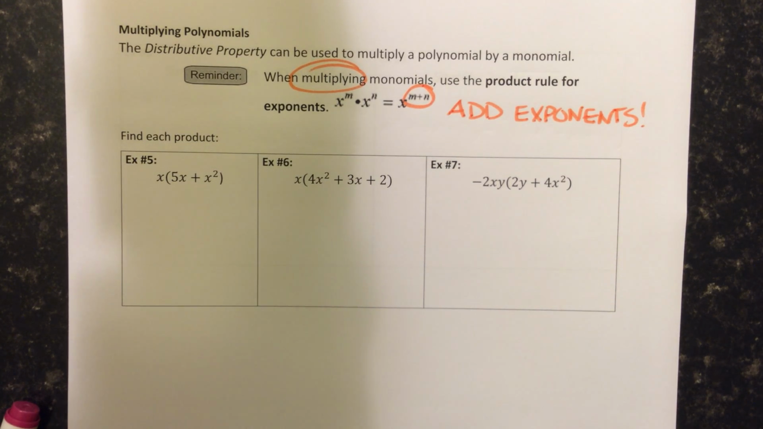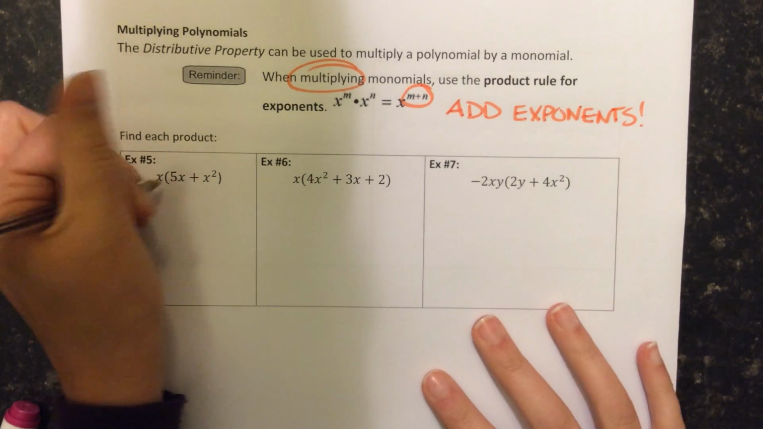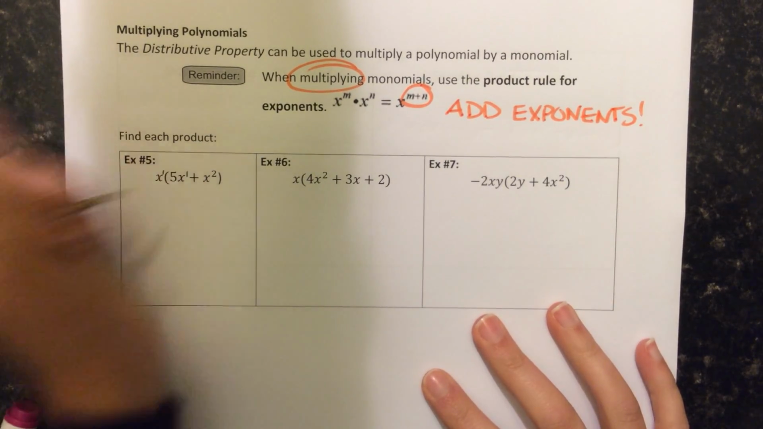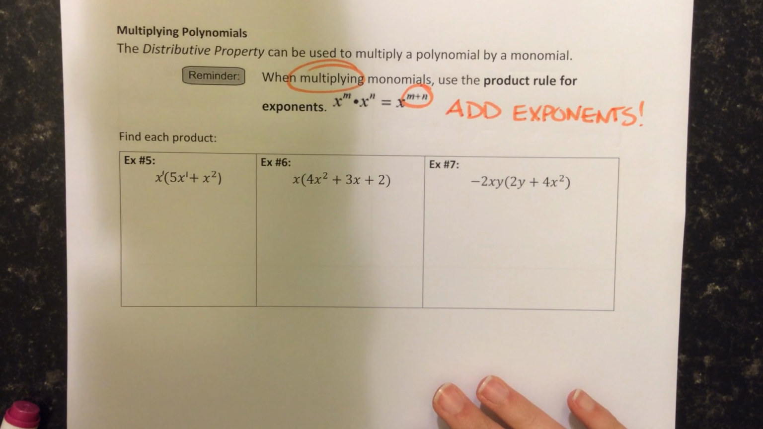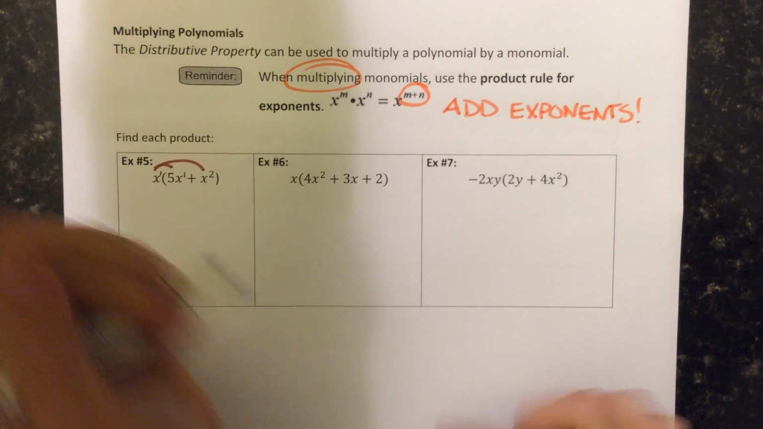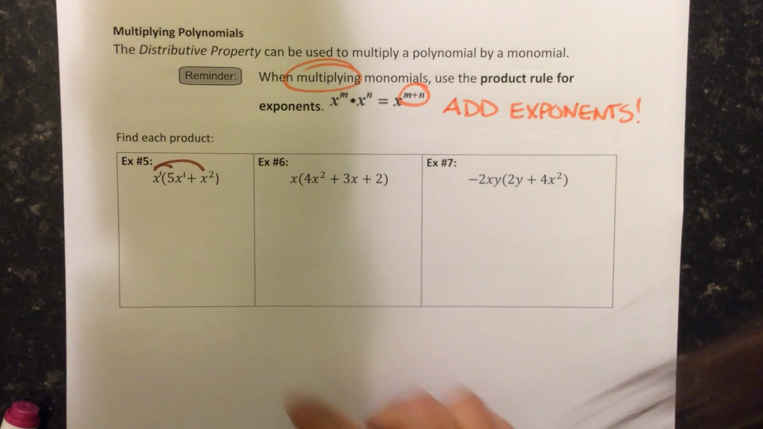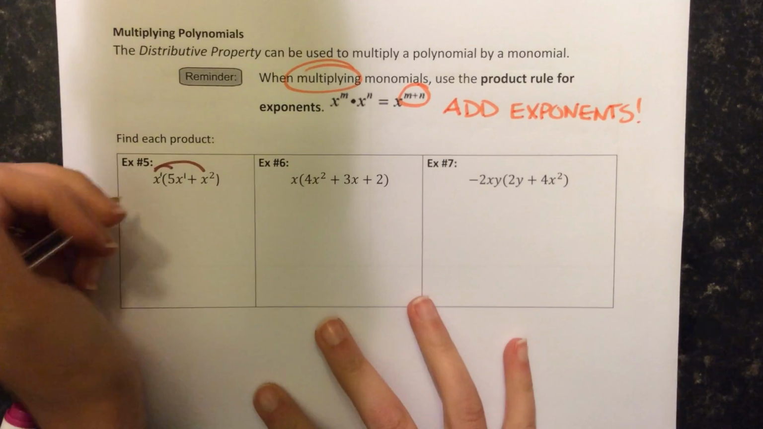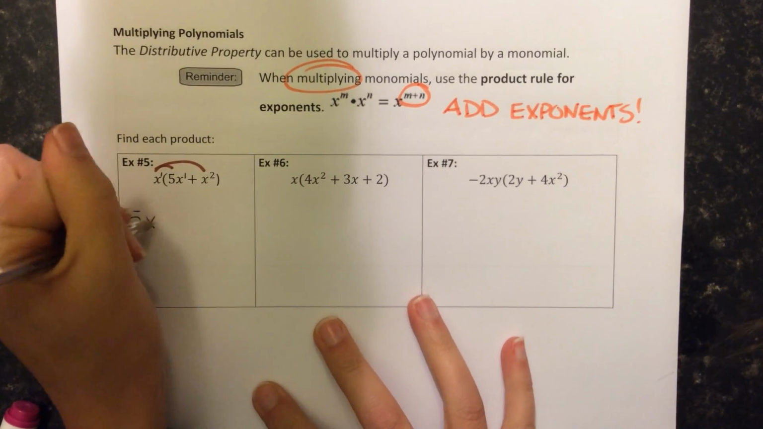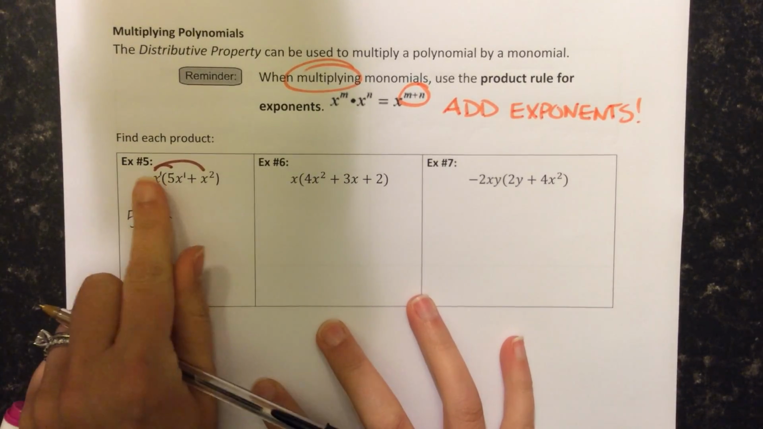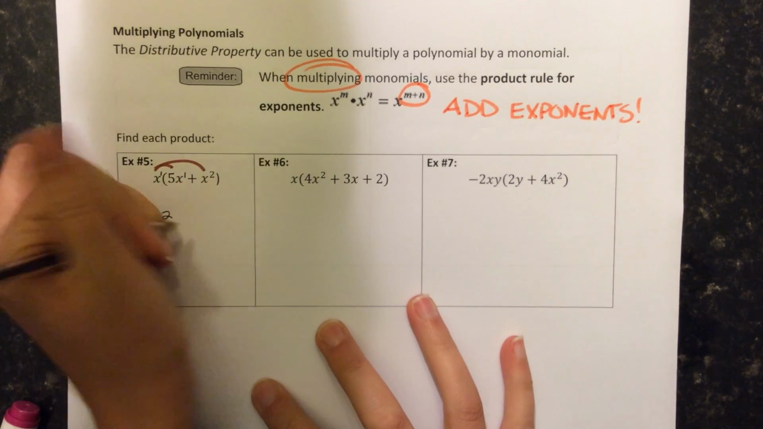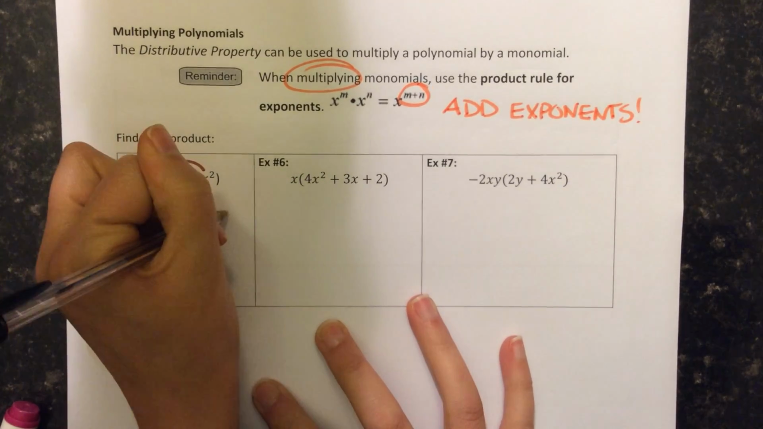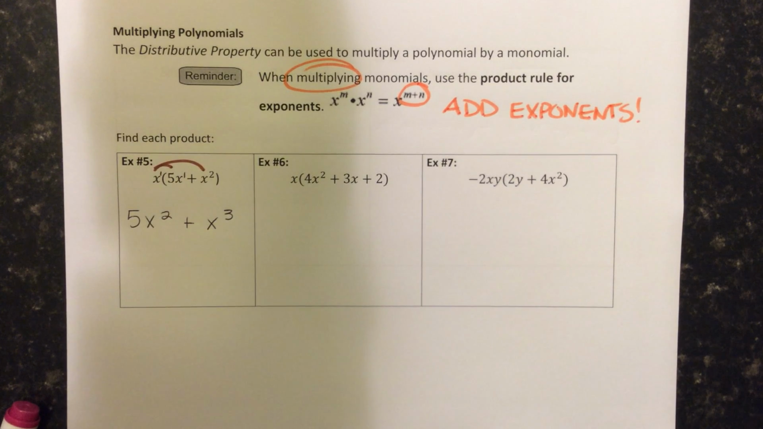So this really has an exponent of 1, okay? We just don't typically write it. So when I distribute this, remember, distribute means multiply. What happens here is x times 5x gives me a 5x squared. And x times x squared gives me an x to the third. I added my exponents, and that's my answer now.